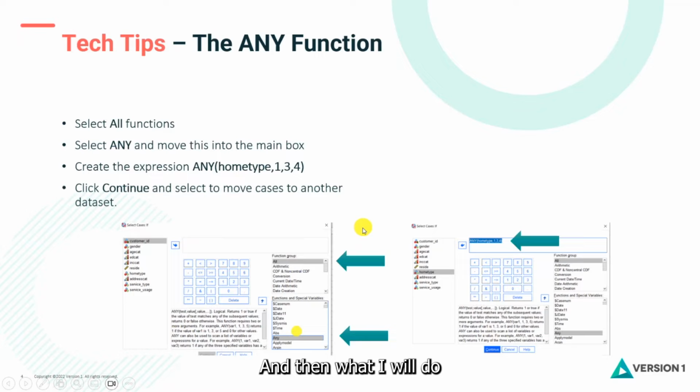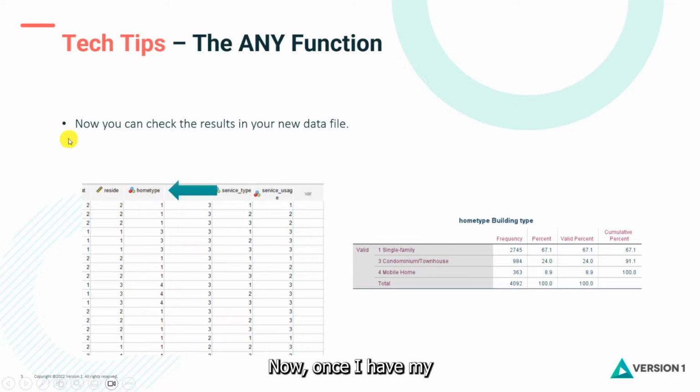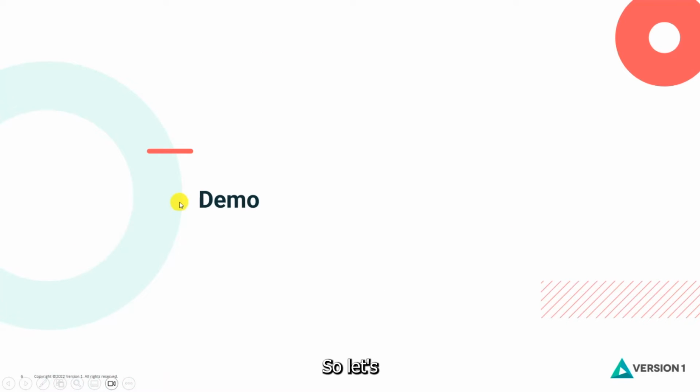Then I will take the option to move the cases to another data set. Once I have my data set, I can see the home type variable here. And again, I can check the results of my new data file. So I selected 1, 3, and 4. So let's see how this works in SPSS.